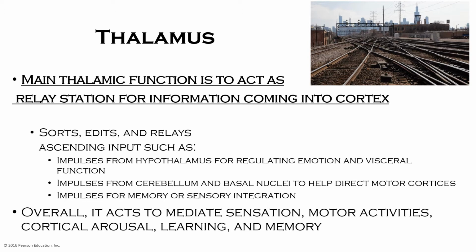Thalamus, it's the switching station, so information is coming into this area, and then the thalamus sends it out to the appropriate area in the cortex. So think about homunculus man for sensation and also for motor, but motor's not going through here. Okay, so just sensation. Main thalamic function is to act as a relay station for information coming in.